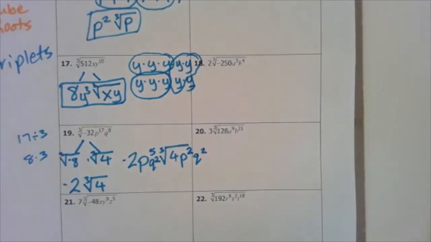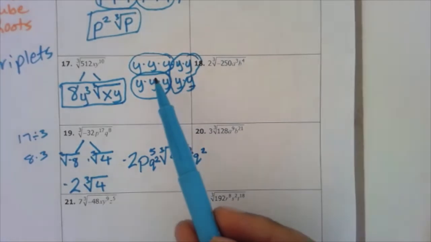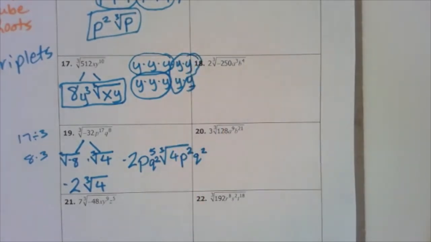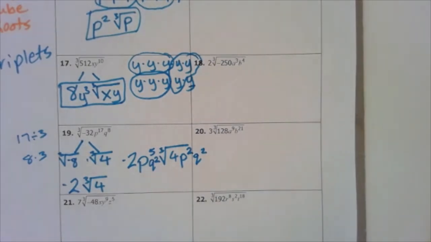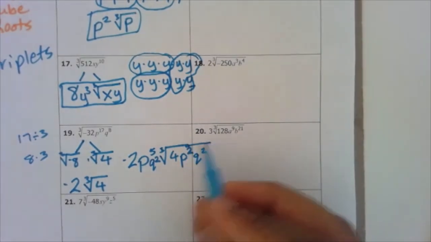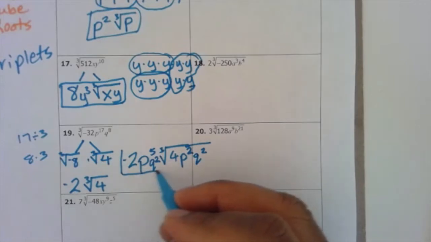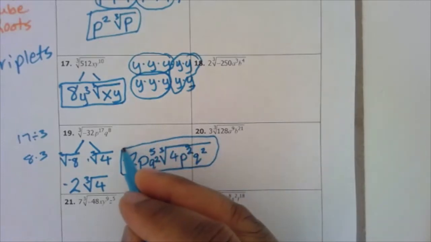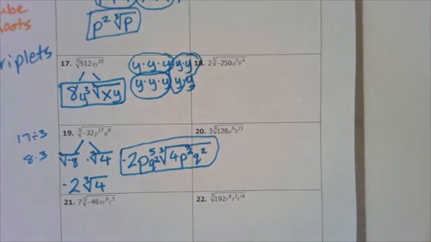So you could write it out all the way, just like we did in the previous 3 problems, and find your triplets, and then whatever's left over stays under the radical sign, or you could just divide by 3. I think it's a little bit easier to divide by 3, especially when the numbers are pretty big, but I leave it up to you as to what you want to do with that problem.